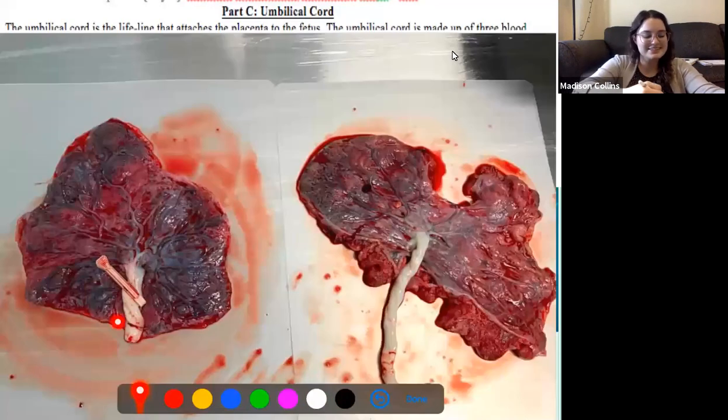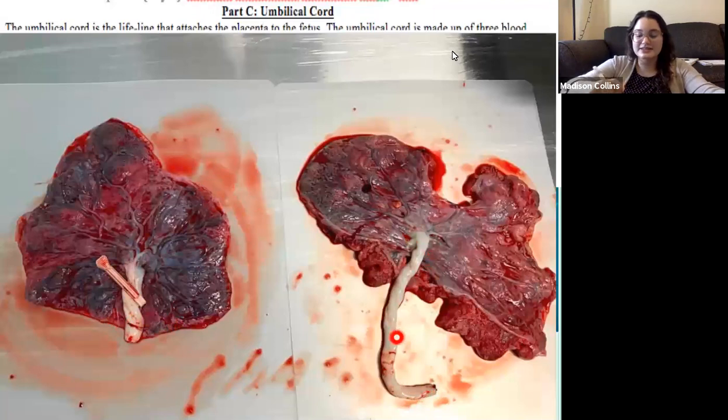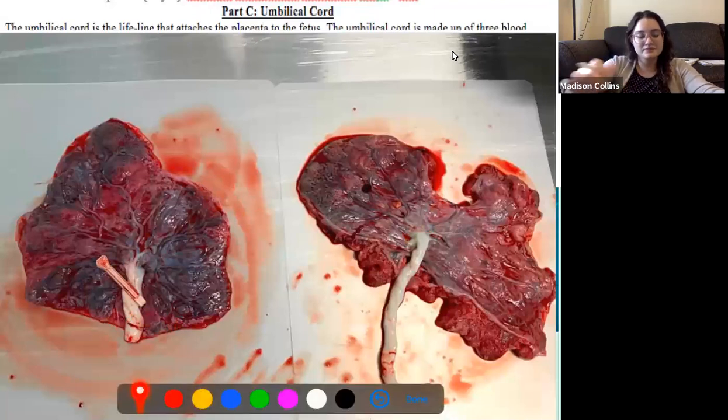Again, this is that picture of the placenta that is connected to the inside of the uterus. And then this white structure is going to be the umbilical cord that connects the placenta to the baby. This one has already been cut. It's usually a little bit longer than this.